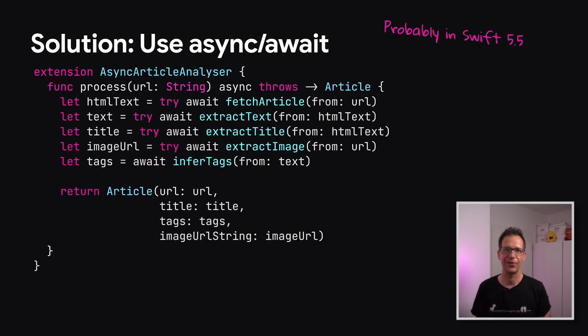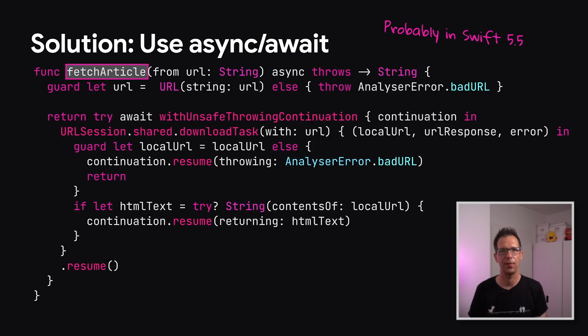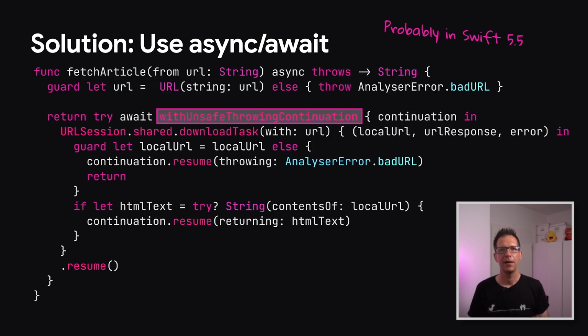This code here does the same, but it's much easier to read. And instead of using a closure, we just use await to suspend the current method and wait for the called method to return. And that's what makes it easier to read. So let's take a look at the implementation of fetch article to understand how this works. All right, so here's fetch article.